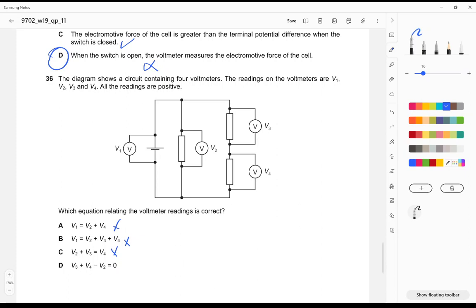V3 plus V4 is equal to V2. We can rearrange this thing. So V3 plus V4 is definitely equal to V2. So D is the right answer. D is definitely the right answer.